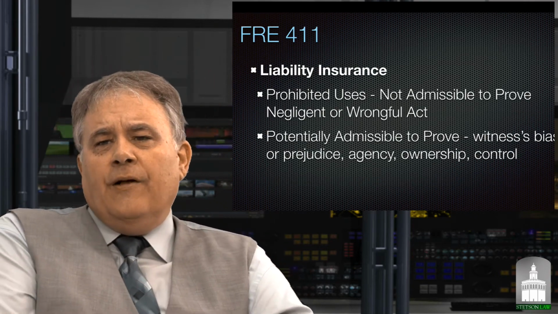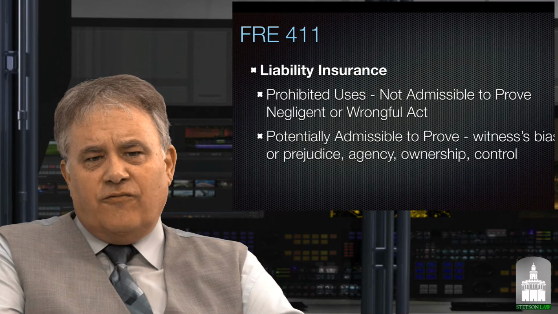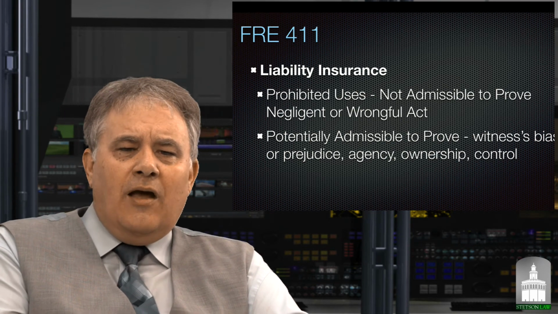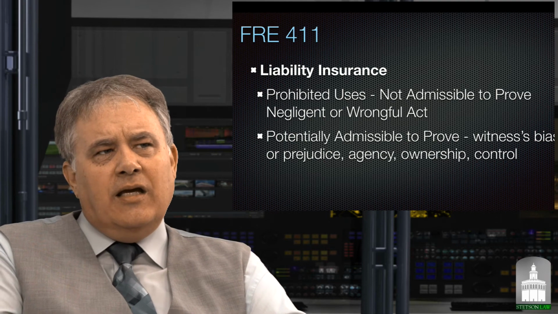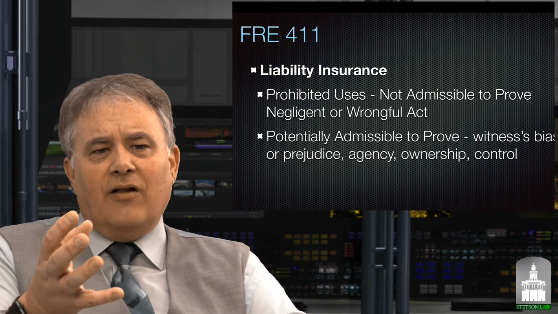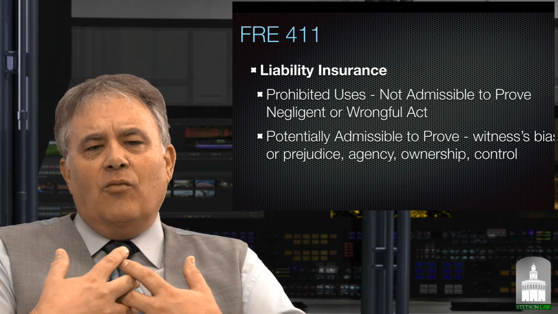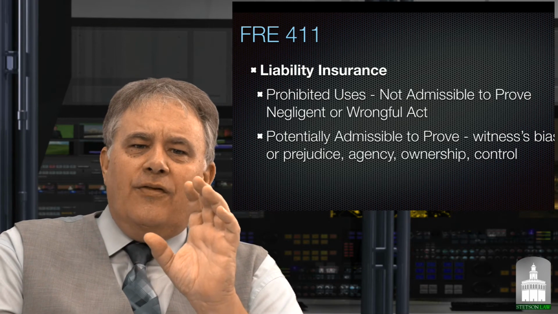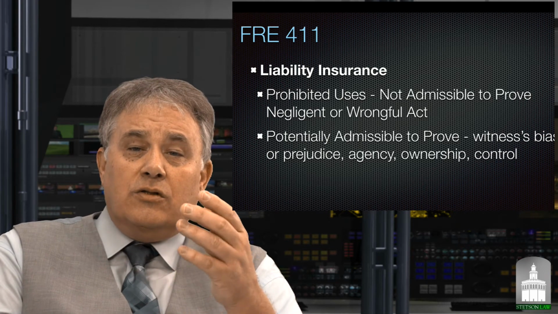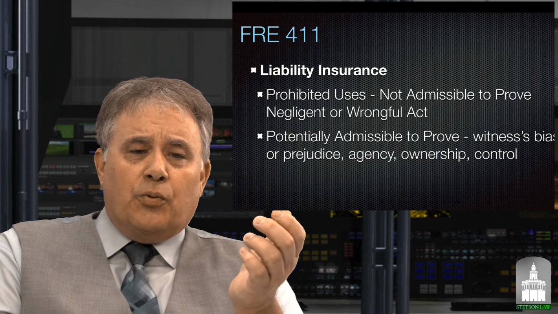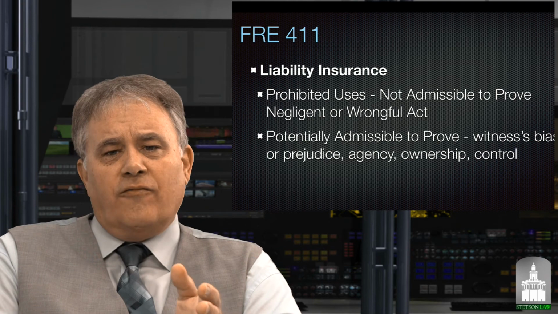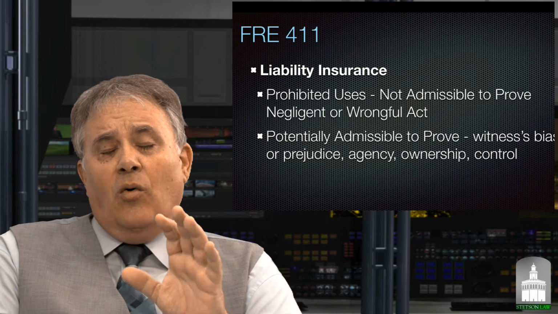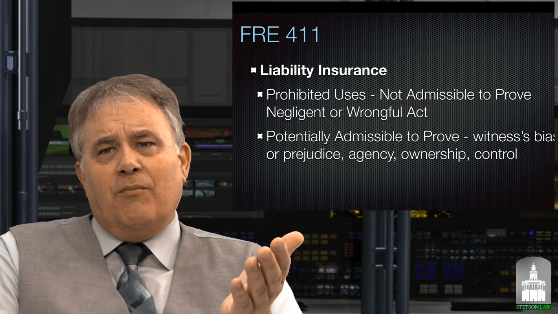Now, the last rule that I want to talk about in this block is Federal Rule of Evidence 411. Federal Rule of Evidence 411 deals with liability insurance. And the idea behind liability insurance is that we want to incentivize people to have liability insurance. And the incentive that we're going to give you is that we're not going to allow the existence of the liability insurance to be given to the jury to prove that you were negligent or to prove that you acted wrongfully.